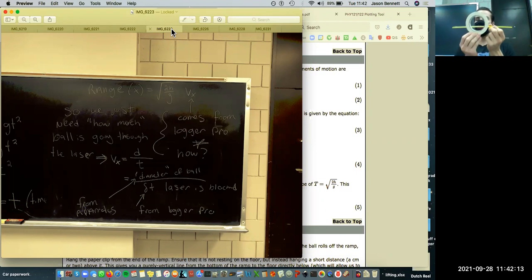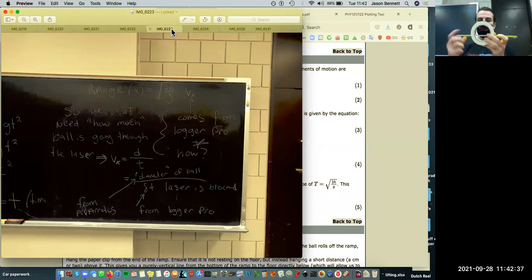That's not bad. It's just that you have to be consistent about it. So if this is your diameter, we can measure from Logger Pro on the computer how long it takes, because the light will turn on here. Imagine my ball is going this way through the thing. The light will turn on as soon as it hits this edge of the ball, and it will turn off as soon as it hits this edge of the ball.